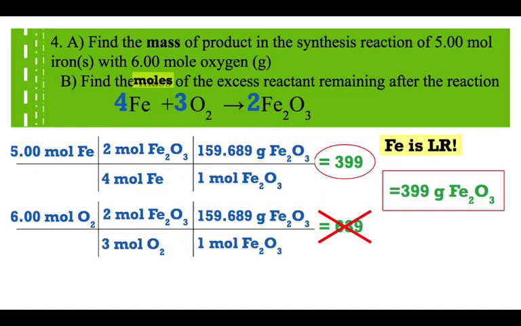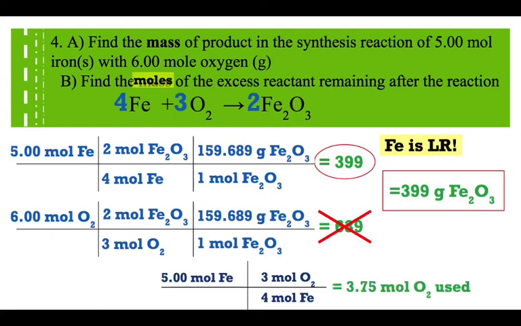And if I want to find moles of our excess reactant, moles of our oxygen, I just have to use a simple mole ratio to go from moles of one to moles of the other. And then that tells me how much got used, and I can subtract to figure out how much is remaining. So, hopefully not too bad.